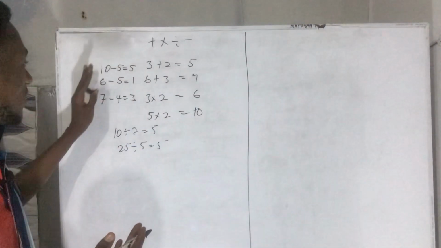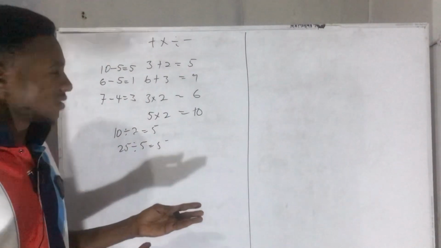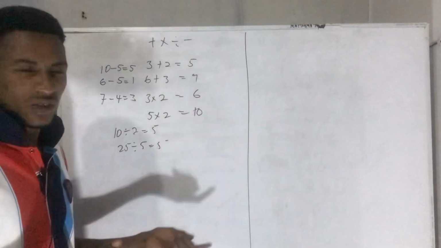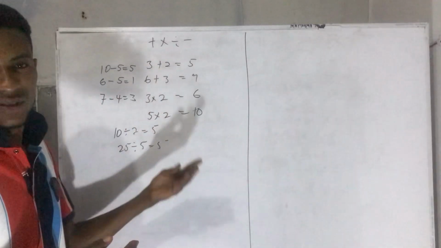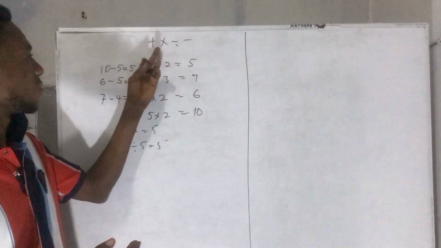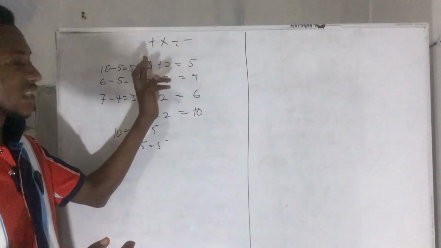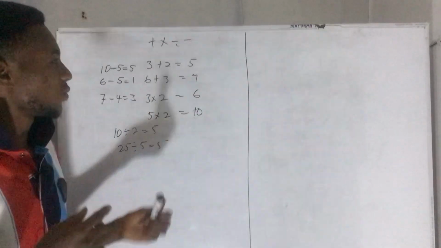These are whole numbers, okay? Now what happens to fractions? When you are asked to add a fraction to a fraction, what happens to it? If you are asked to multiply a fraction by a fraction, or to divide a fraction by a fraction, what happens? So that is what we want to look at.